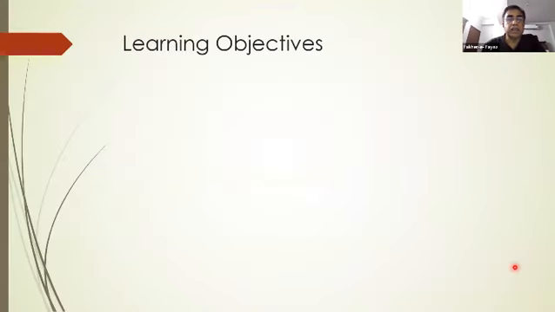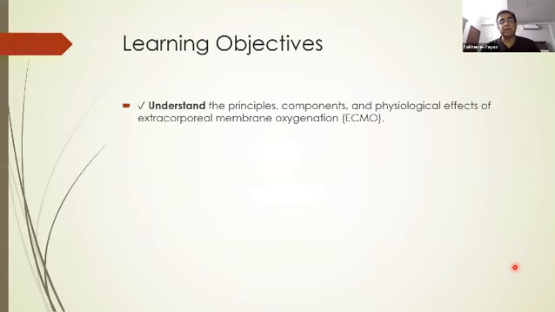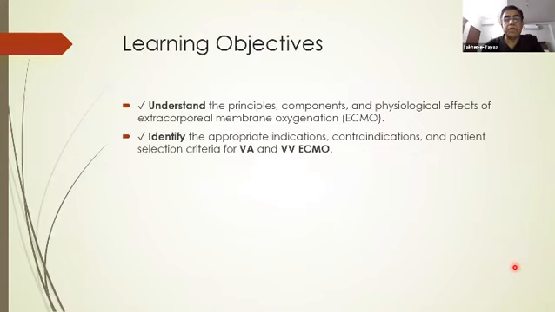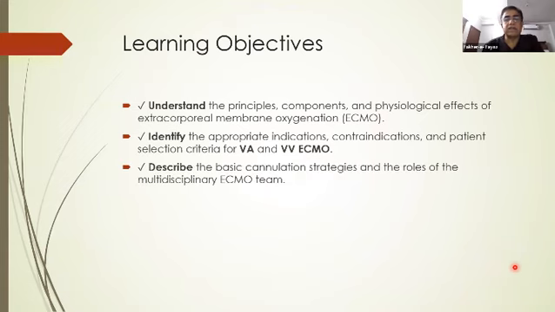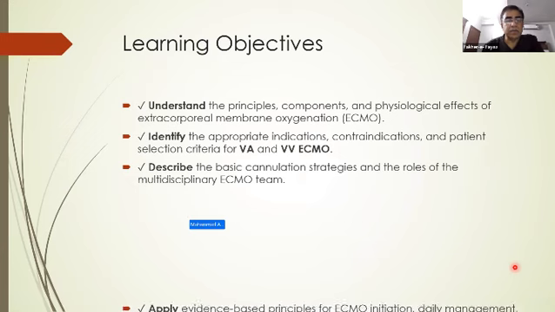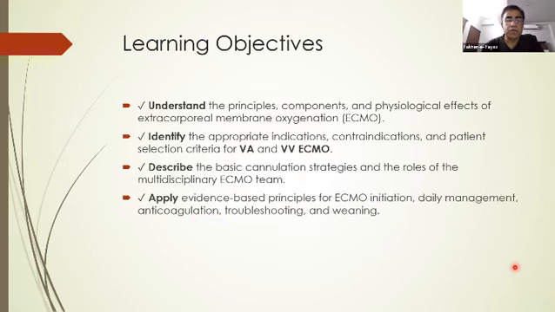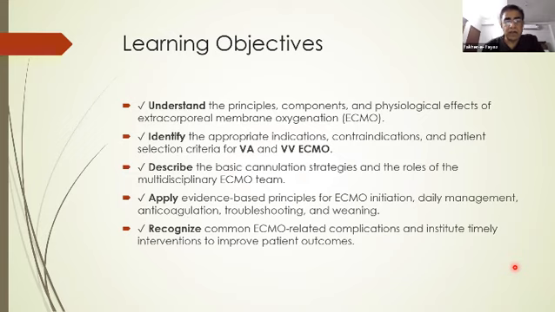So what are the learning objectives of today? First is to understand the principles, components, and physiological effects of extracorporeal membrane oxygenation. Second is to identify the appropriate indications and contraindications of both modalities, VA and VV ECMO, and then describe the basic cannulation strategies and the roles of the multidisciplinary ECMO team. The fourth one is to apply evidence-based principles for ECMO initiation, daily management, anticoagulation, troubleshooting, and weaning, as I've already mentioned. Finally, recognize common ECMO-related complications and institute timely interventions to improve patient outcomes.